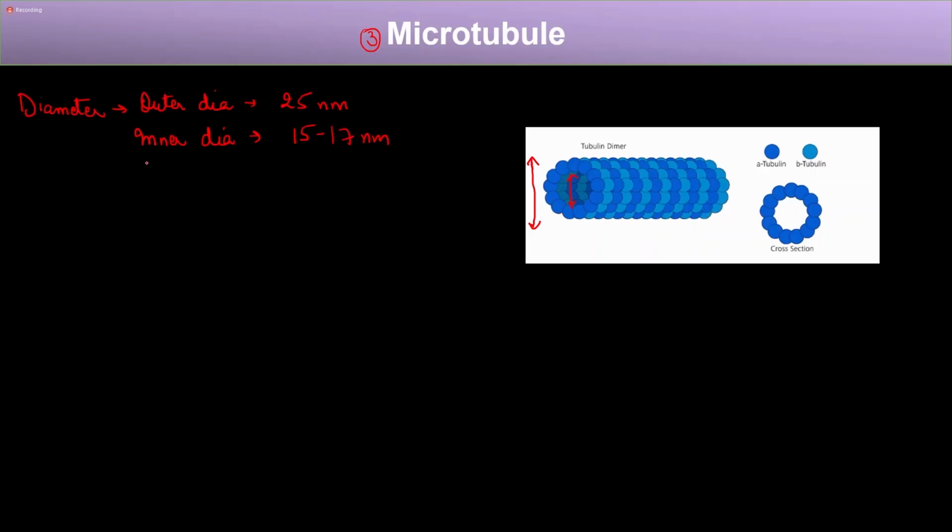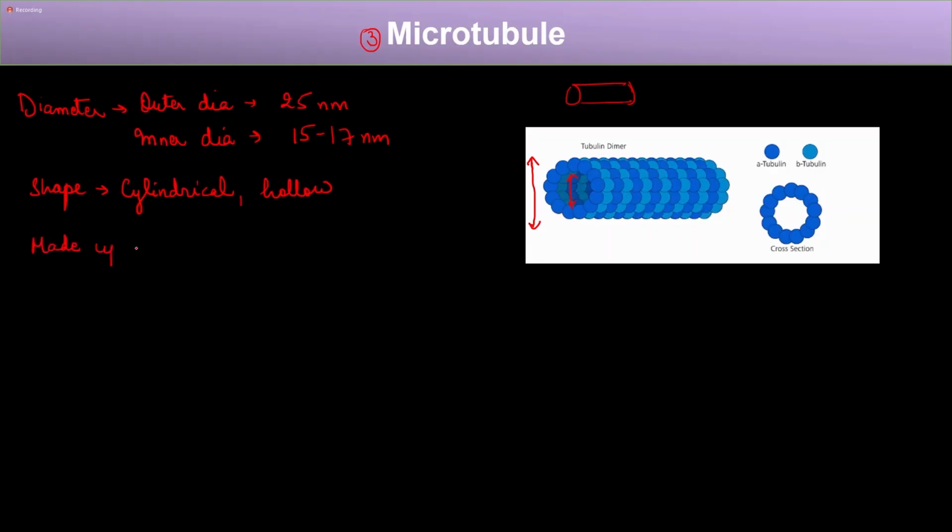Okay, now the second thing is about the shape. If you see the figure, we can see that it is of cylindrical shape, right? It is looking something like this. So it is cylindrical in shape. And secondly, it is hollow, right? Because it has space in between. So it is cylindrical and hollow.